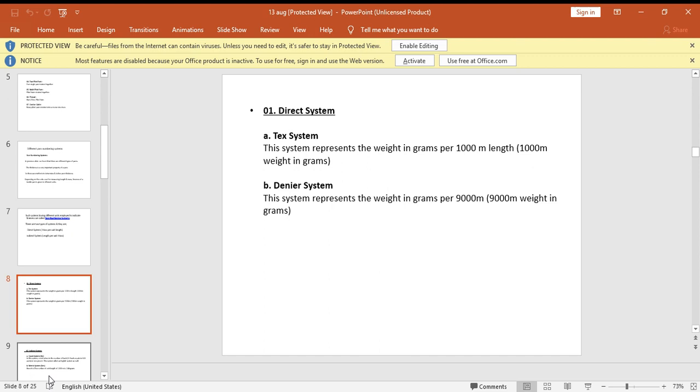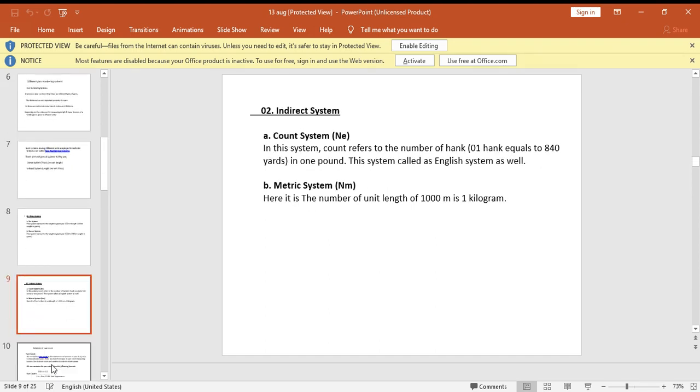And the linear system represents the weight in grams per 9000 meters, that is, the weight in grams of 9000 meters. Whereas in the tex system it is only 1000 meters, in the linear system it is 9000 meters. And this is about the direct system.